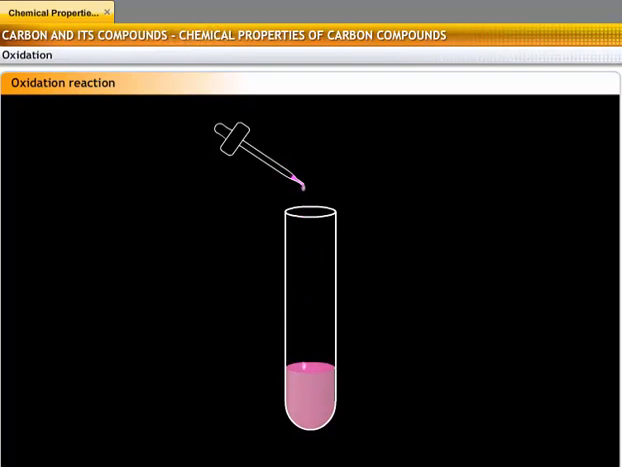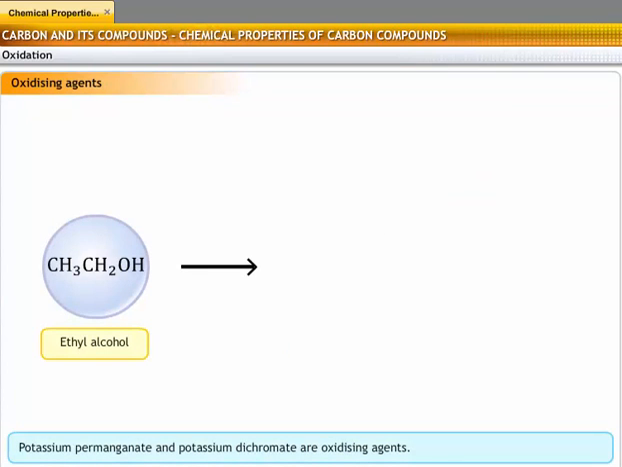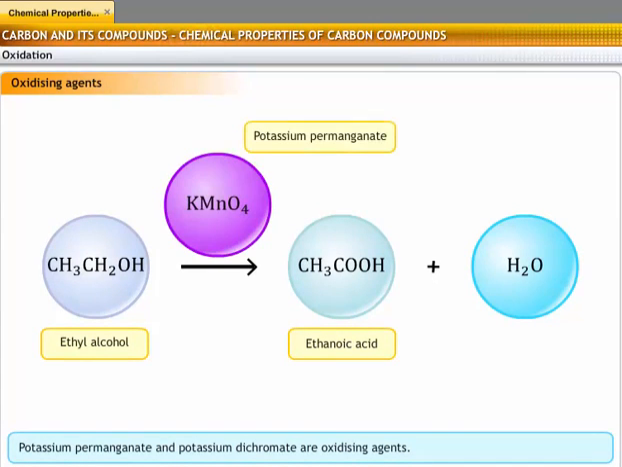Continue adding potassium permanganate till the purple color of potassium permanganate no longer disappears. This shows that the oxidation of alcohol to acid is complete. The ethyl alcohol solution is oxidized to ethanoic acid in the presence of alkaline potassium permanganate solution. Since potassium permanganate provides the oxygen in the reaction, it is an oxidizing agent. Another example of an oxidizing agent is potassium dichromate.